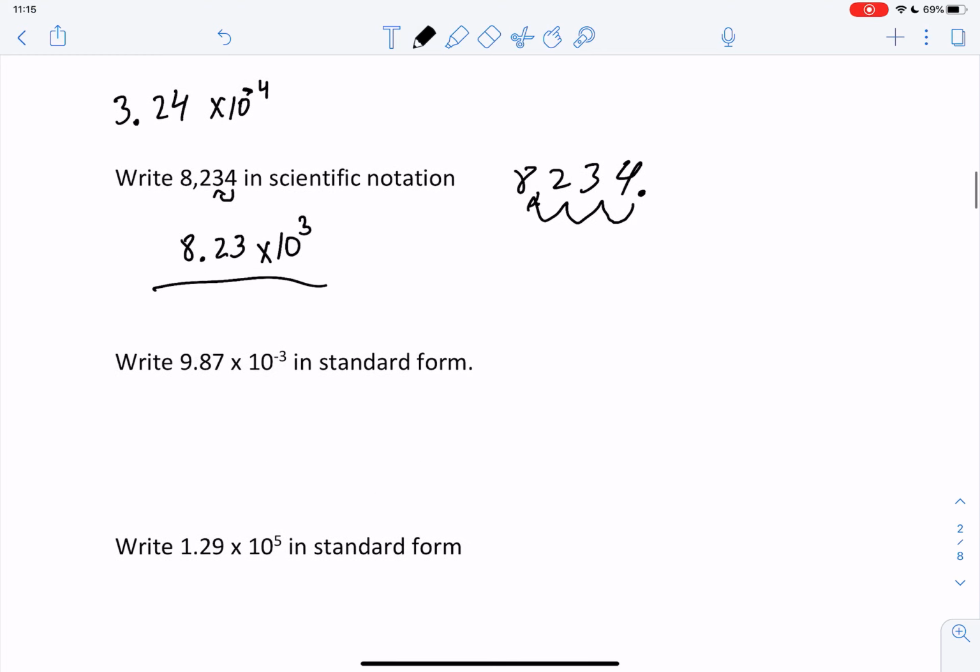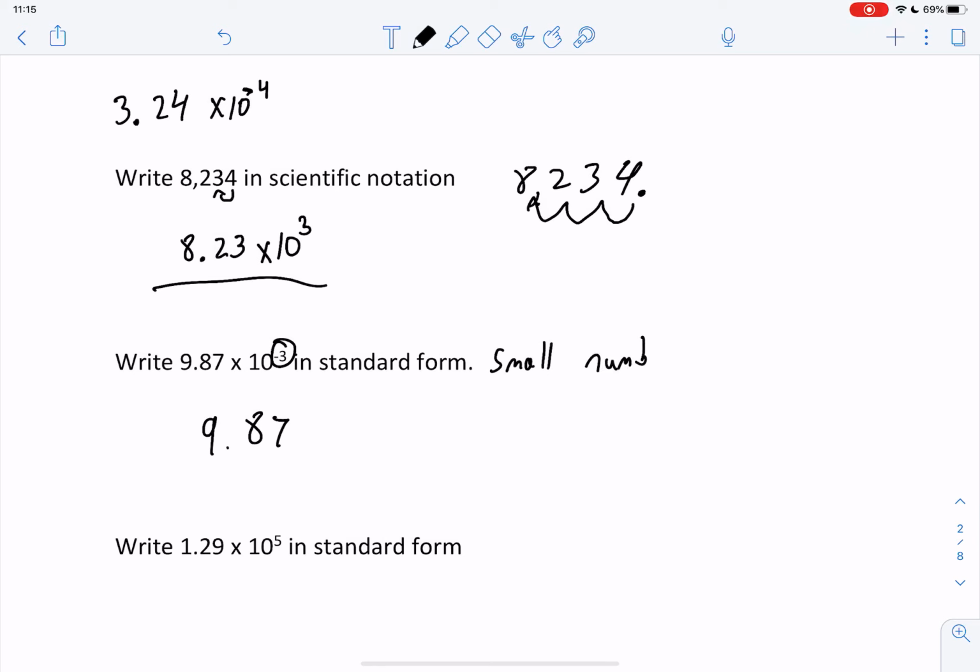Okay, now we have a negative exponent, right? 9.87 times 10 to the negative 3 in standard form. So I would just write out the setup, and then always think about this before you start moving the decimal. Sometimes people just move it, and I'm guilty of this too. Sometimes you just move it without understanding what you're doing. That negative exponent is telling us it's a really small number.